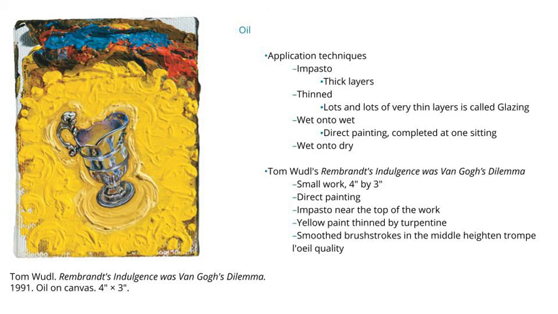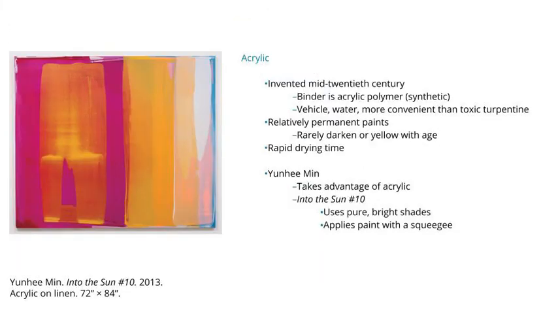Now, the last form of paint that we'll be getting into is acrylic. Acrylic was invented in the mid-20th century, and the binder for acrylic paint is acrylic polymer, which is synthetic. And basically, acrylic is actually a form of plastic. When it is dry, it is a form of plastic. And the vehicle for acrylic is water, which is a lot more convenient to use than turpentine, which is toxic.